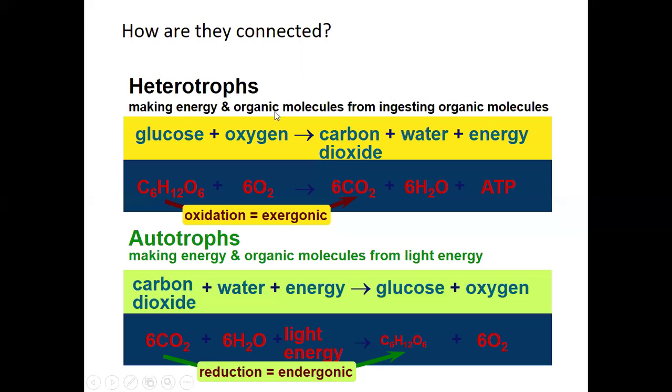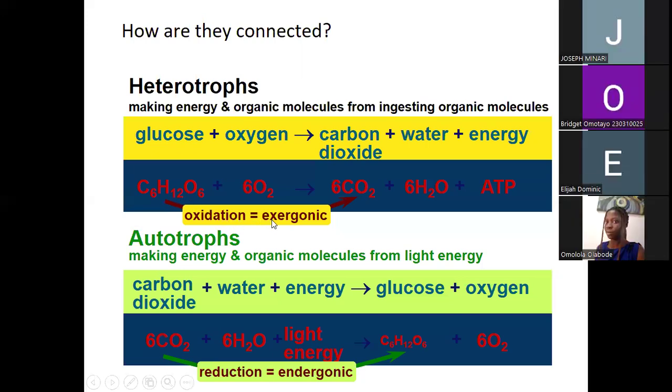For the heterotrophs, which are the animals, we have the making of energy. The glucose is broken down through oxidation. So we have it as an exergonic reaction, giving CO2, H2O, and ATP. Here for the autotrophs, we have carbon dioxide, water, and energy producing glucose, and oxygen is released. This reaction is an endergonic reaction. It's a reduction reaction, while this one is oxidation.